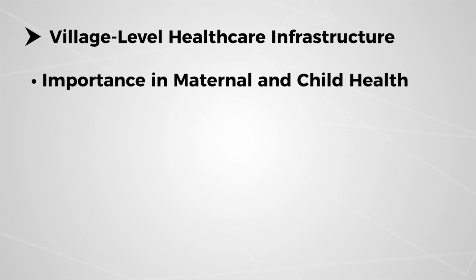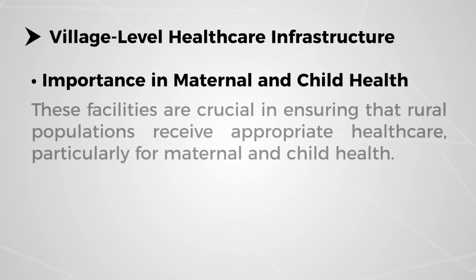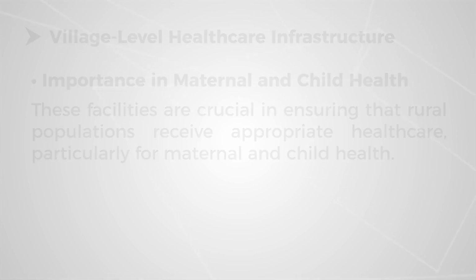So, importance in maternal and child health: both the sub-center and primary health centers are pivotal in improving maternal and child health outcomes. That means they help reduce maternal and infant mortality by providing safe delivery services, early detection of high-risk pregnancies, and also immunization programs, like when the delivery happens, what type of immunization will be provided. They are the basic contact point. These facilities are crucial in ensuring that the rural population receives appropriate health care, particularly for maternal and child health.